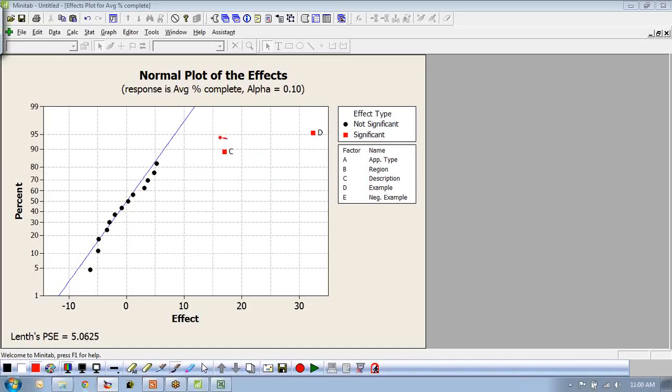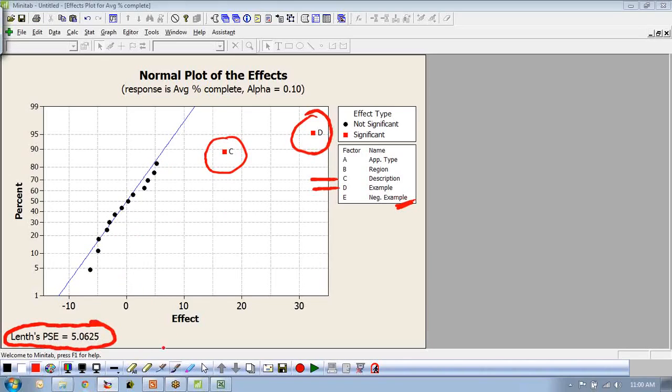However, the things that stick out, in this case C and especially D, which is the biggest effect here, are the things that make a difference in the design. So what this is saying is that the two key drivers are the description and whether there's an example. Whether there's a negative example doesn't make a difference. In fact, we can't even tell which one it is here. Okay? So that's it.